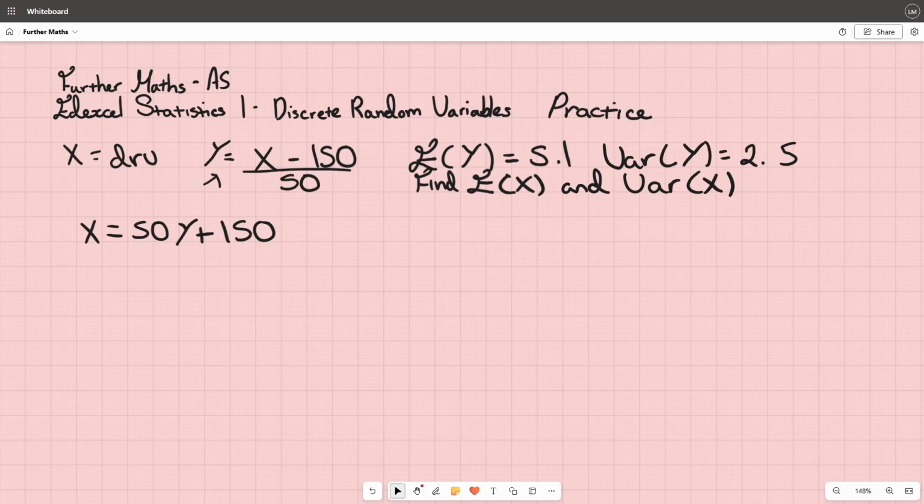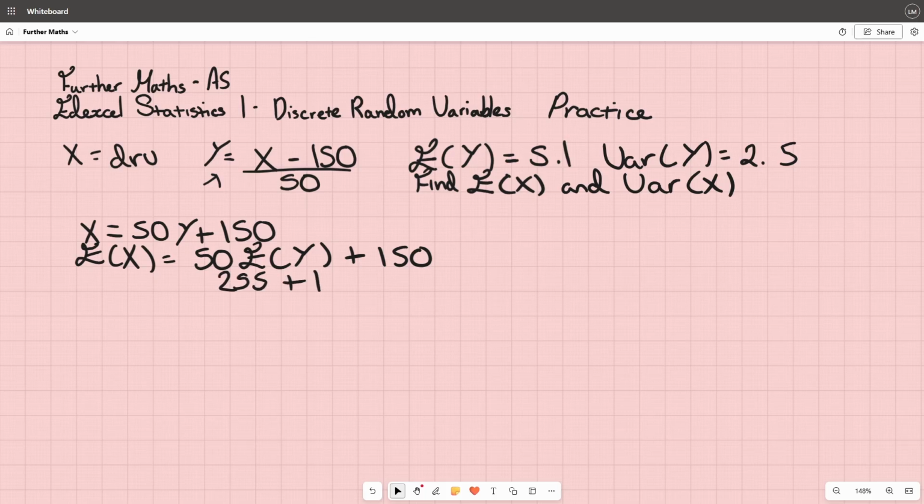And we know then the expected value of x is 50 times the expected value of y plus 150. And obviously we know the expected value of y because it's given to us in the question, which is 5.1. So the expected value of x is 50 times 5.1, which is 255, plus 150, which is equal to 405.